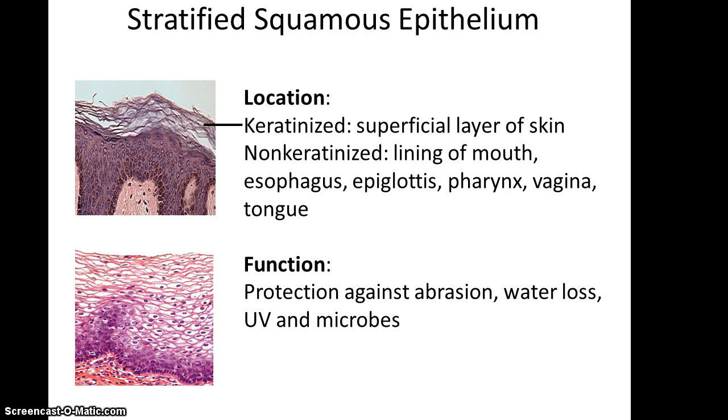Keratinized stratified squamous epithelium is found at our skin layer, and specifically it is the surface of the skin that is keratinized. Basically, these cells have died and ruptured, and all that's left is the tough keratinized proteins. So if you think about it, when you touch someone's hand, you're actually touching a dead part of them. And these stratified squamous epithelia function to protect against abrasion, against water loss, against UV damage, and against microbes.